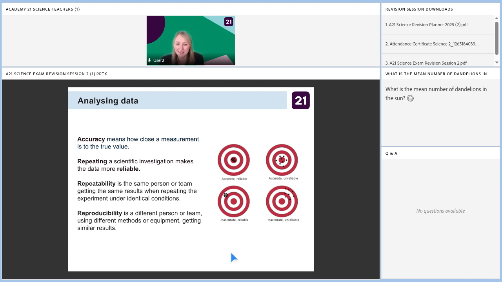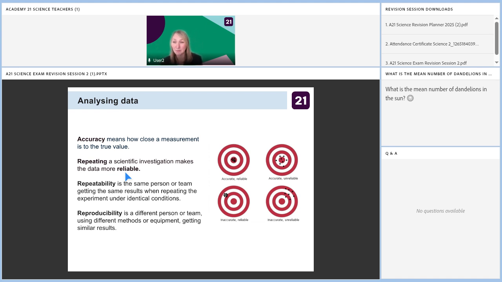So that's accurate. However, we've also got the word reliable. If we are able to repeat a scientific investigation and reproduce it and get the same data, we're trying to make it more reliable. So doing more repeats makes it more reliable.